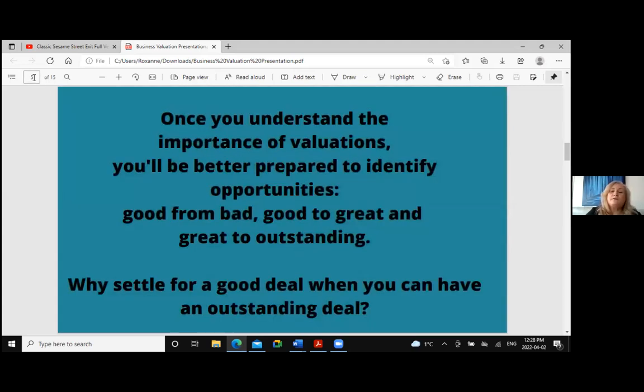Because once you understand the importance of evaluations, you'll be better prepared to identify opportunities, good from bad, good to great, and great to outstanding. Why should you settle for a good deal when you could have an outstanding deal? That's what we want to have. We don't want to waste our time. And sometimes it's hard to know, when you're comparing companies, what is going to make the best deal and what's going to really jump off the page for you.